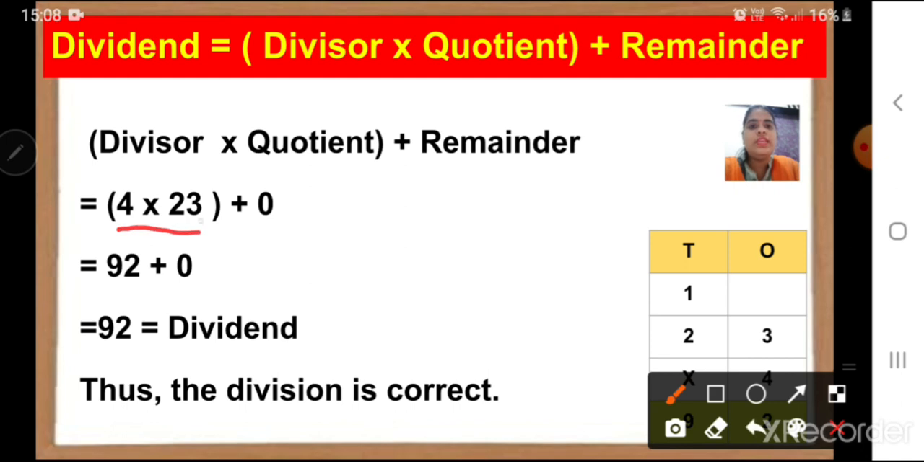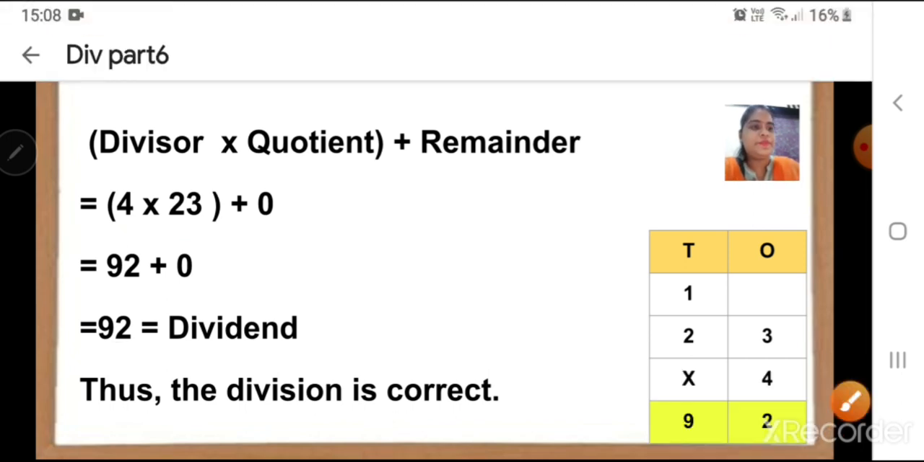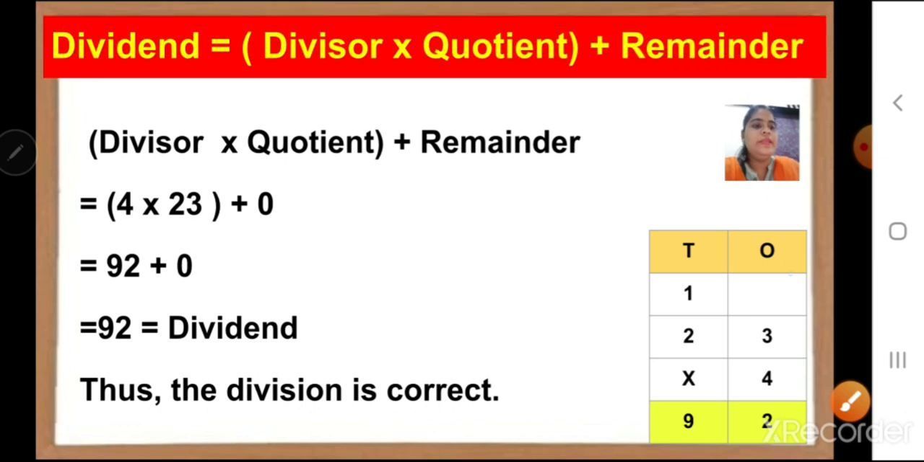First we are going to solve the bracket. 4 into 23 is equal to 92. When you multiply 23 into 4 you will get 92. 92 plus 0 is equal to 92, which is our dividend. So we can say that the division is correct, because in our question we have 92 as dividend. See children, here the multiplication 23 into 4 is equal to 92. Note it down in your notebook.